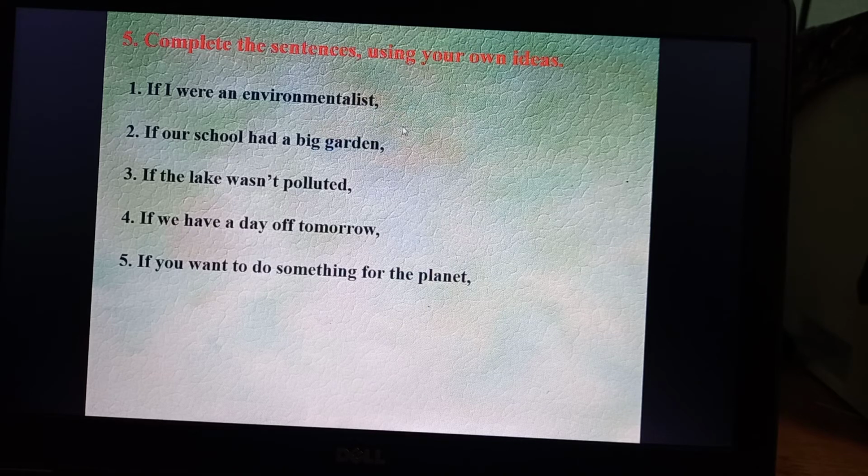For example, I would save the world or I would save the earth. And do the same with another sentences. 2 minutes for you. If our school had a big garden, we would plant a lot of flowers, or we would plant a lot of trees. Number 3, if the lake wasn't polluted.